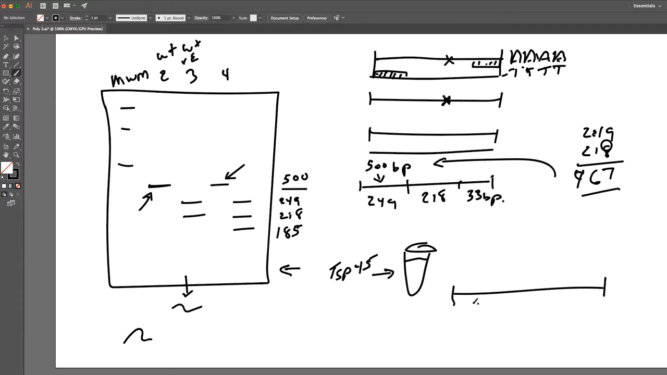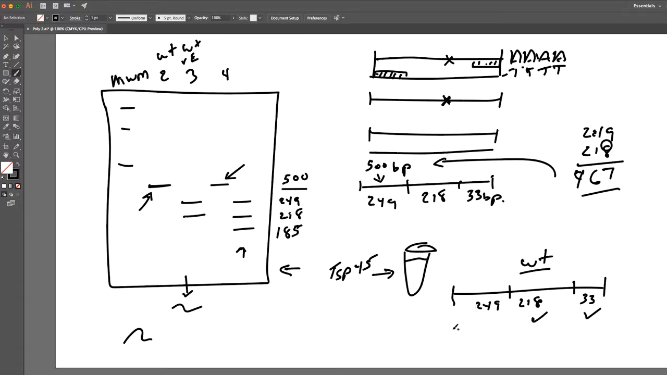So we have a band that's at 249. We have a band at 218. And now we've figured out that there must be a band that's 33 base pairs long. And in this lane here, you have a band at 218. You have a band at 33, which runs off the bottom of the gel. And we have one band at 249. And the wild type should cleave this way.